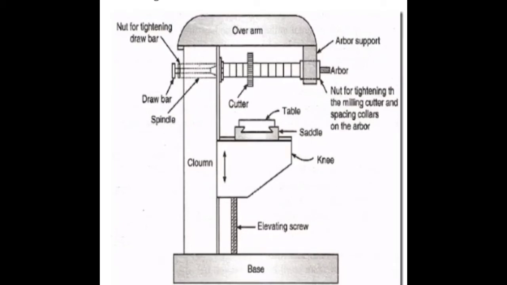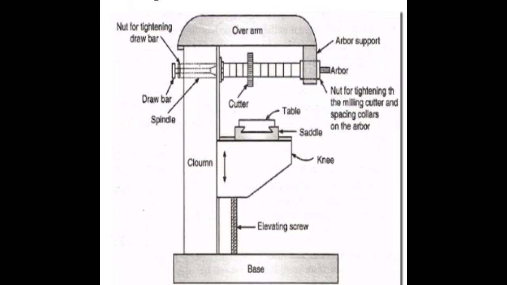The horizontal milling machine has the following construction parts: base, column, knee, saddle, table. The table has vertical, cross and longitudinal movements as its different parts. Overarm, arbor support, elevating screw. Now we'll discuss them one by one. First one is the base. It gives support and rigidity to the machine and also acts as a reservoir for the cutting fluids.